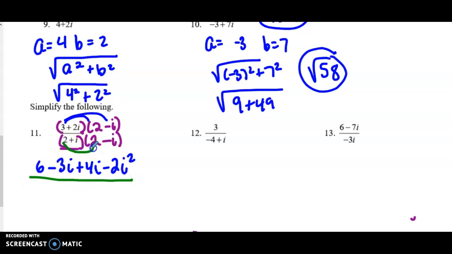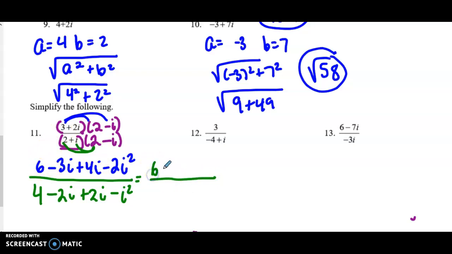2 times 2 is 4. 2 times negative i is negative 2i. i times 2 is positive 2i. i times negative i is negative i squared. Ooh, it's kind of like the difference of squares. So in the top, let's simplify.